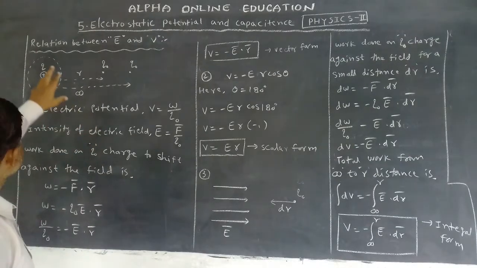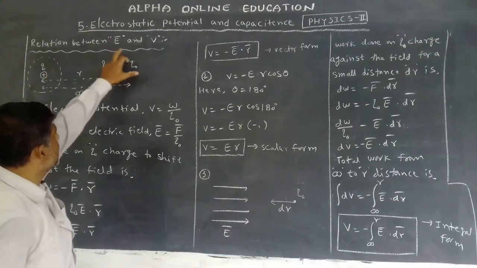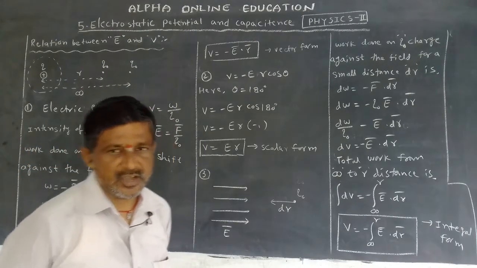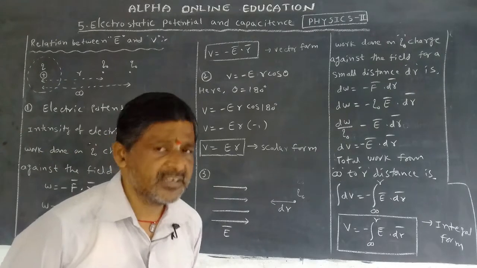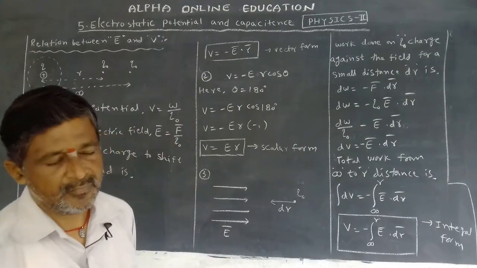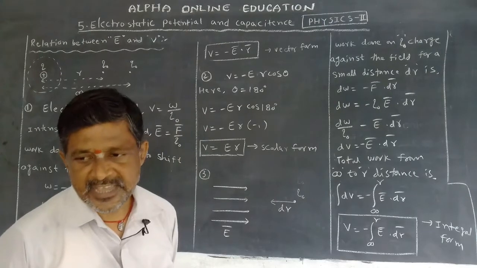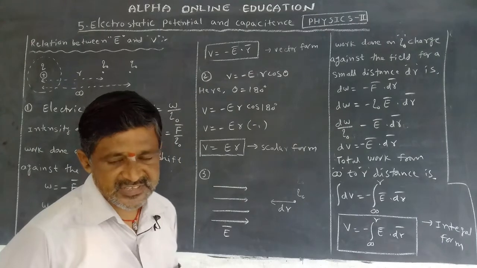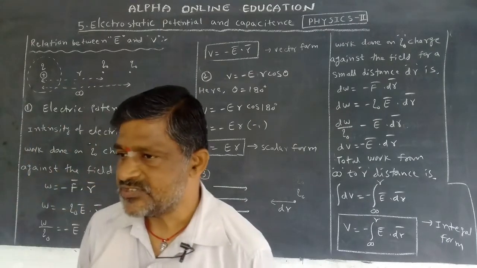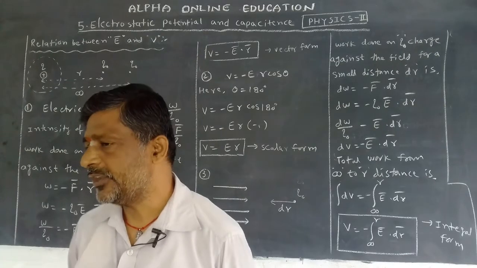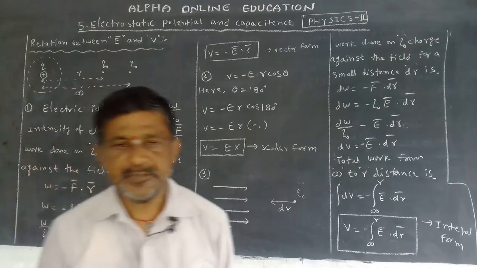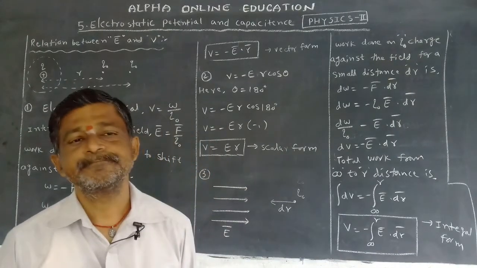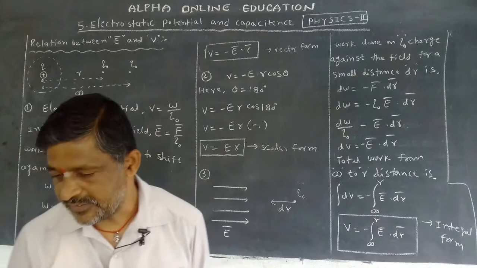Today we are discussing the relation between E bar and V. What is E bar? E bar is the intensity of electric field. It is a vector, that's why I mentioned E bar. And what is V? V is the electric potential. Today we are discussing the relation between intensity of electric field E bar and electric potential V. Between E bar and V, we have three equations.